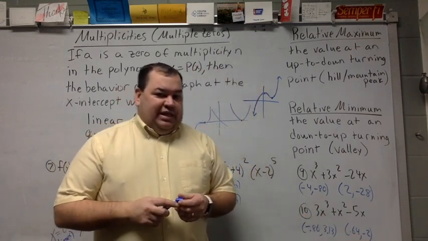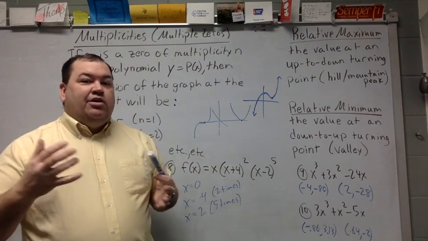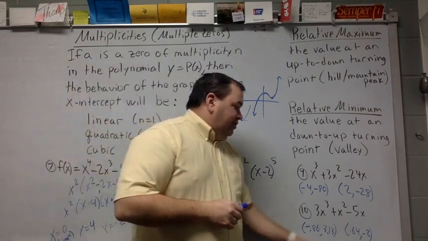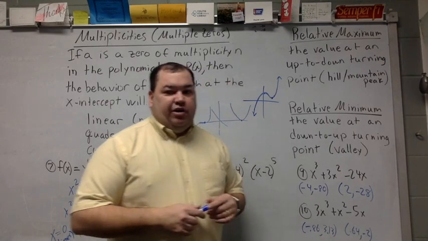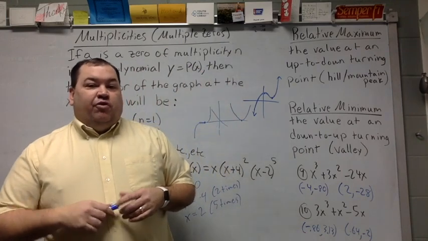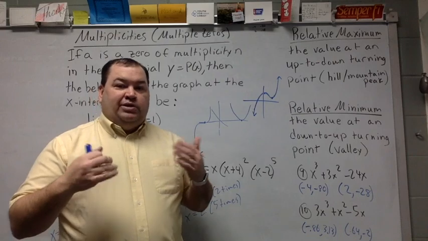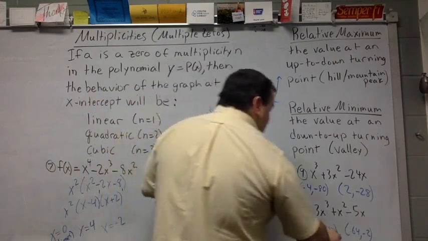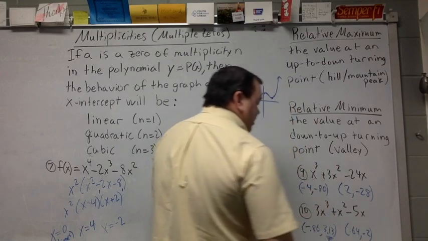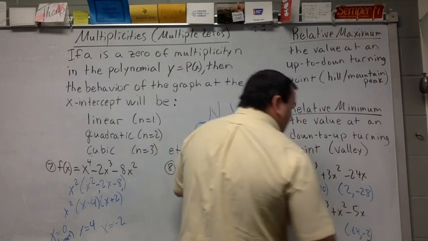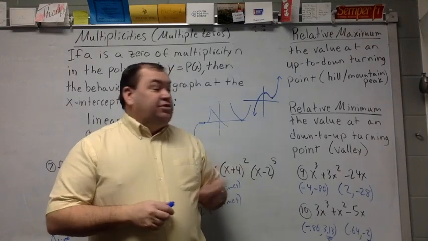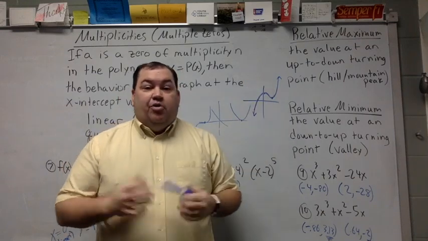Now be careful of what they ask for. If they ask where the maximum and minimum occurs, they're looking for the point and especially the x value. If they're asking for what the maximum or what the minimum value is, they're looking for the y. This is the highest y value. This is the lowest y value. It depends on what they're asking for. But maximums and minimums, the relative kind, are peaks and valleys.